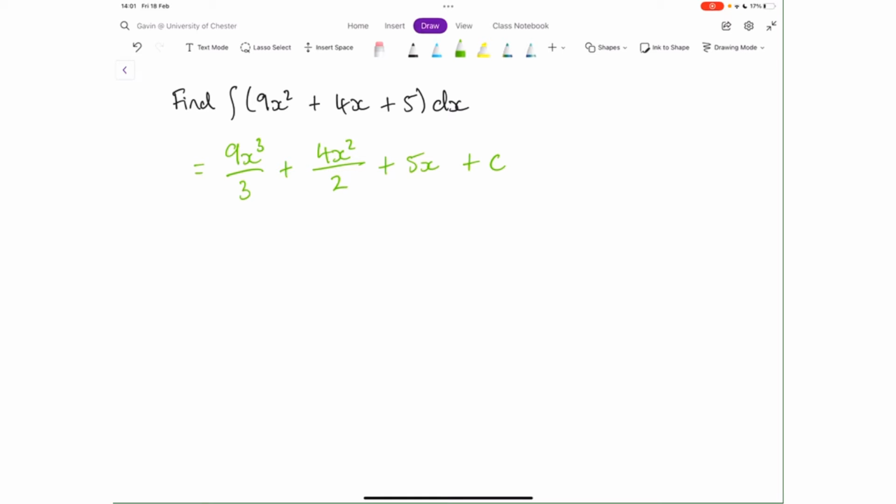Now what we didn't do in the last example was simplify, and of course we can simplify this quite nicely. This then becomes 9 divided by 3 is equal to 3, so that becomes 3x cubed, plus in the second part 4 divided by 2 is equal to 2, so that becomes 2x squared, and that remains as 5x. So that's the right answer for the second example there.